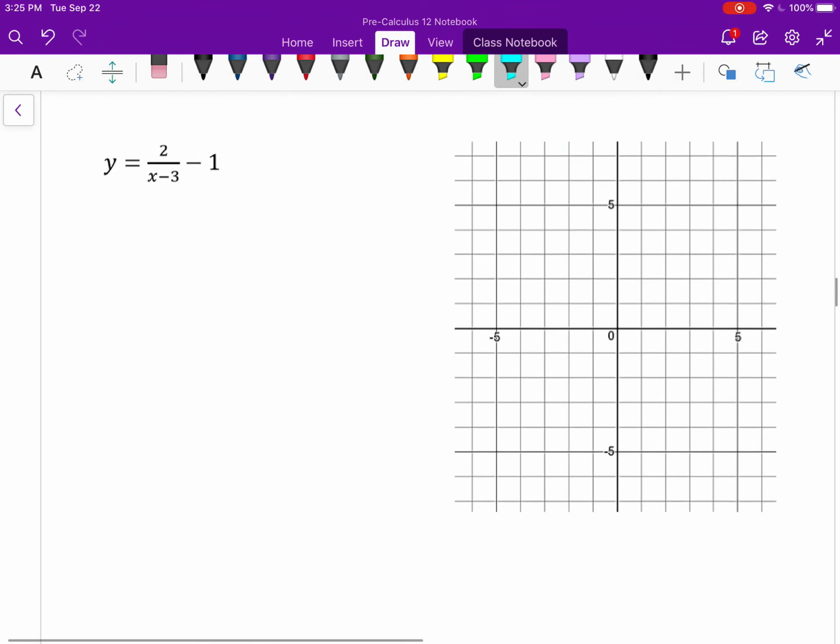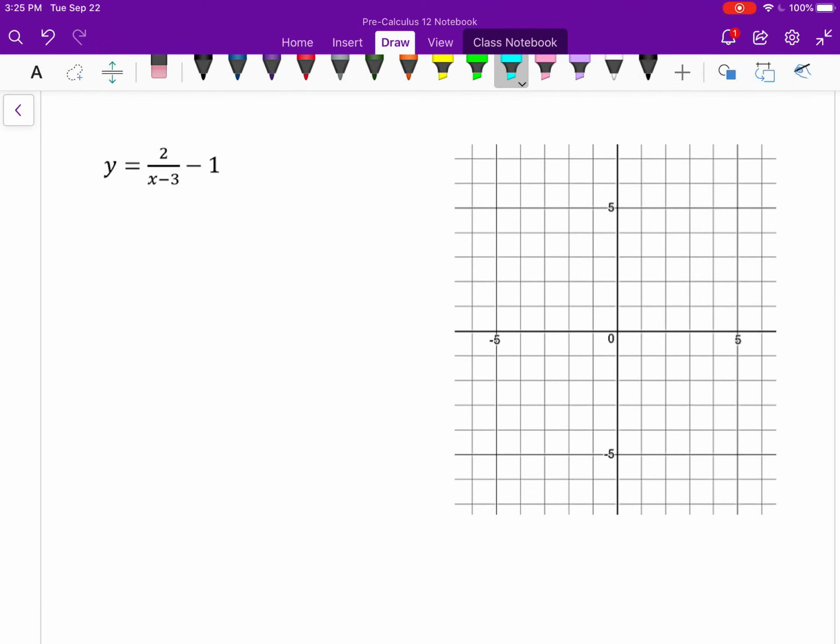All right, let's try this one. What transformations do I see here? I can see, first of all, this is a transformed version of 2 over x, which I'm not going to draw this time because I have it already drawn at the beginning of our notes. Okay, but compared to 2 over x, I can see I'm having 3 subtracted from the x, so that is right 3. So compared to 2 over x, I want to move it 3 right, and I want to move it 1 down.